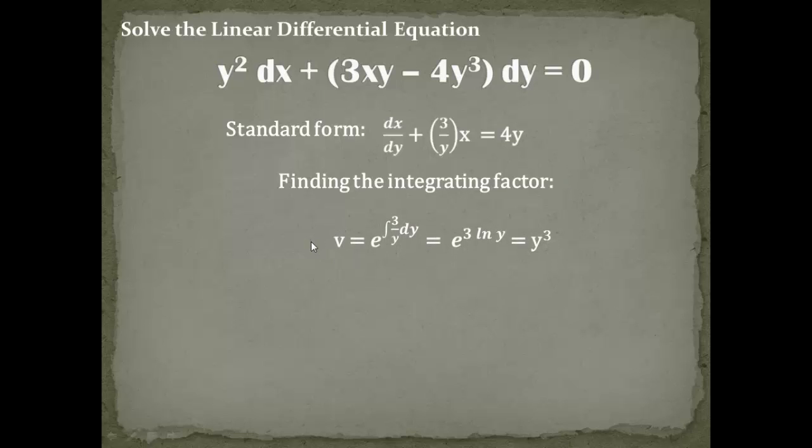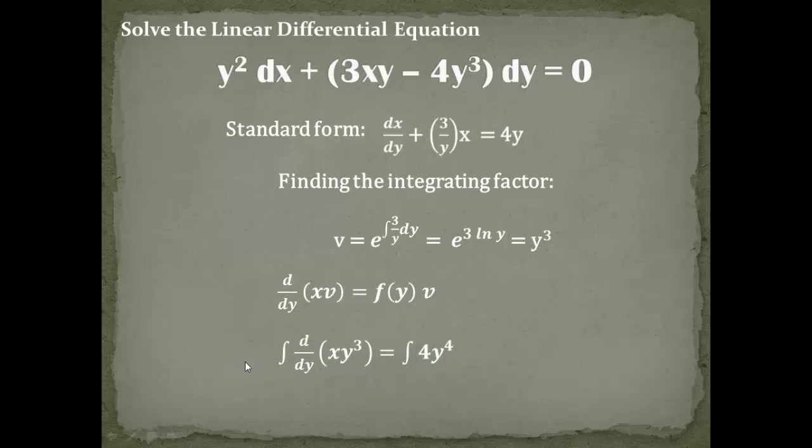Now, v is equal to e to the integral of 3 over y dy, which is equal to e to the 3 ln of y, which is equal to e to the 3 ln y, and simplifying it furthermore, we have y cubed. Now, again, we multiply the integrating factor with the dependent variable, which is now x, and equate it to the product of the integrating factor and the f of y.